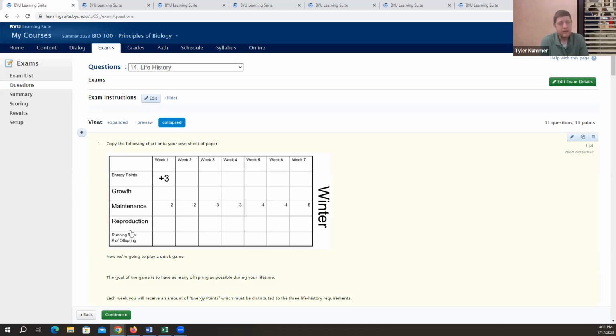Growth means how quickly you reach an adult size, how long it takes, how big you are. Maturity, all of that's there. Then we have maintenance. This is essentially how long can you live? How do you keep yourself alive long term? And then we have reproduction, which is how often do I reproduce? How many offspring do I have when I reproduce?